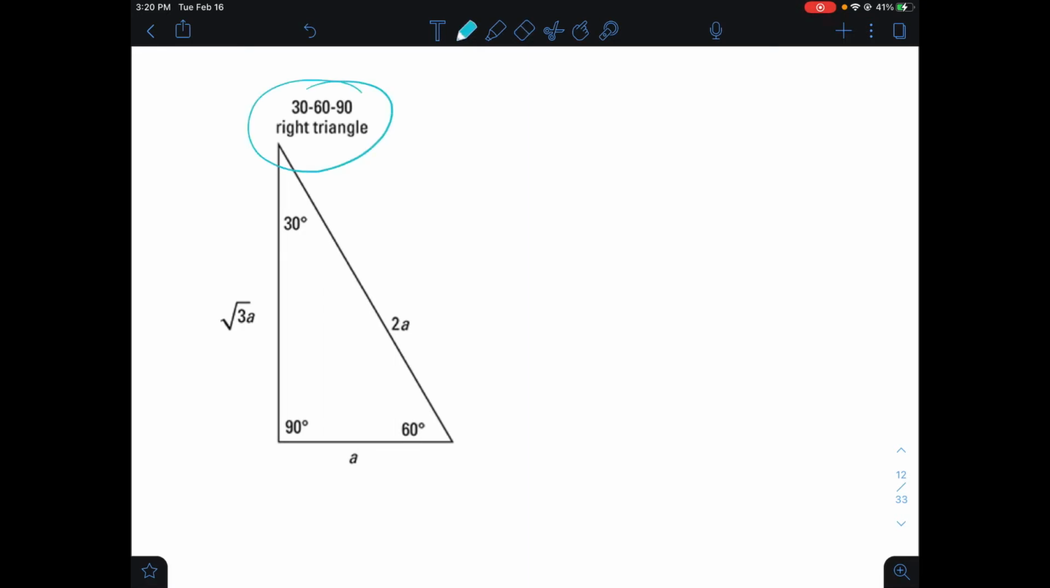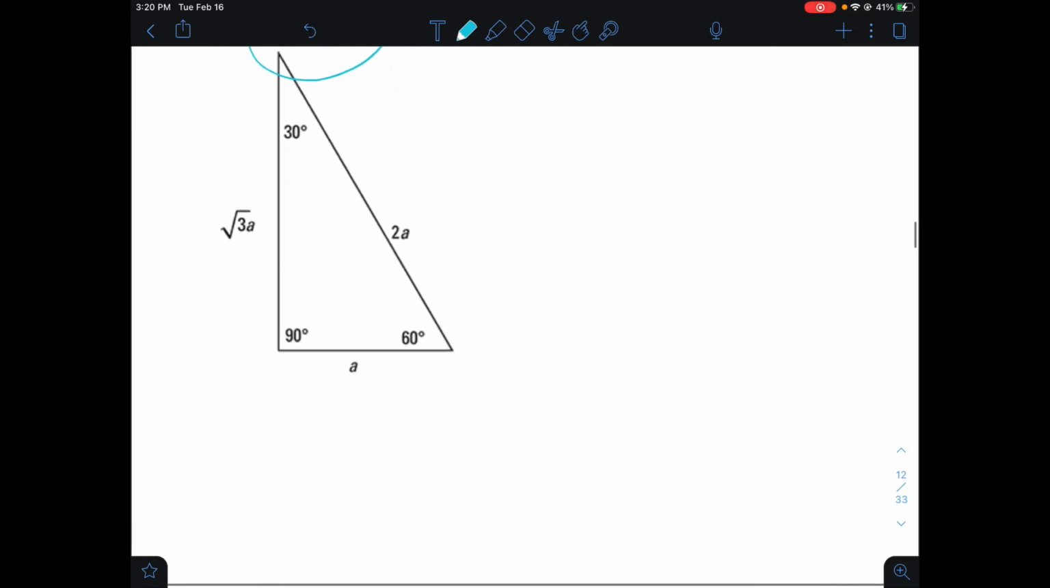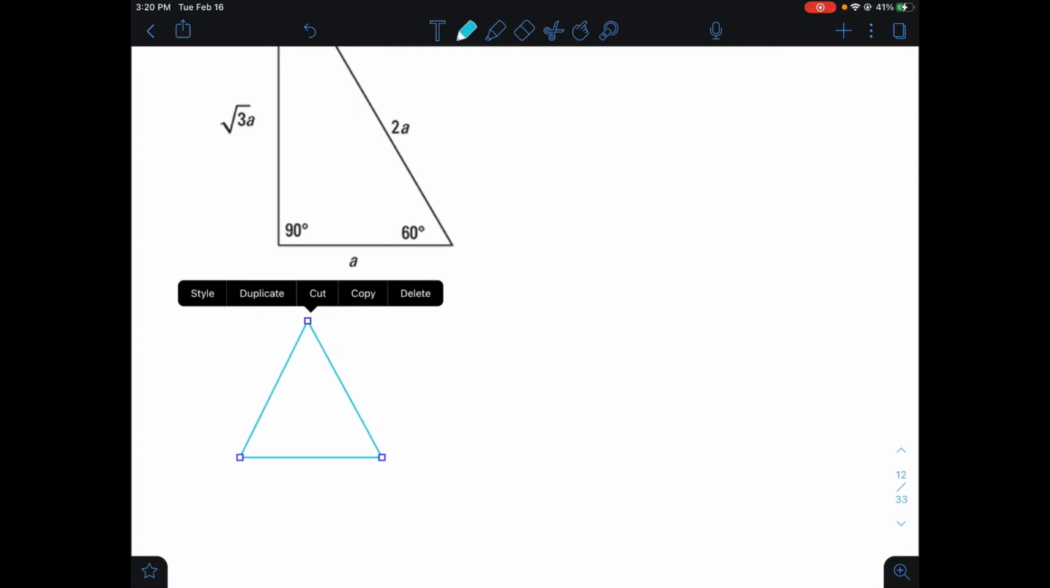All right. So we'll go ahead and take some notes. 30, 60, 90 triangles follow this pattern. You actually get a 30, 60, 90 triangle by taking a, let's see if I can draw an equilateral triangle. I don't know. Let's see. Will it let me? There we go. That's kind of equilateral, but not really.